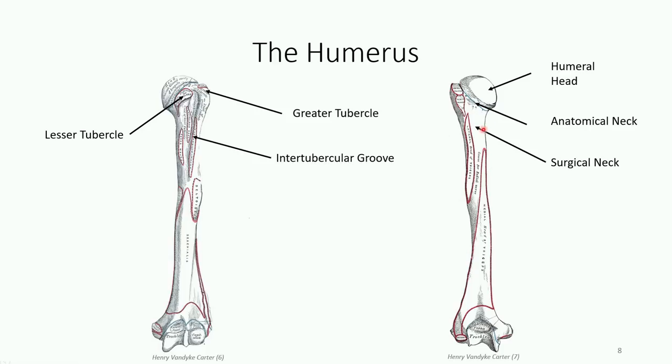The surgical neck is unique to the humerus. It represents a narrowing in the shaft inferior to the greater and lesser tubercles. It gets its name from its clinical importance as a common site of humeral fractures. Finally, we can identify the deltoid tuberosity for insertion of the deltoid muscle laterally along the midshaft of the humerus.